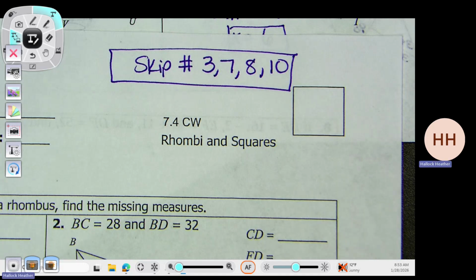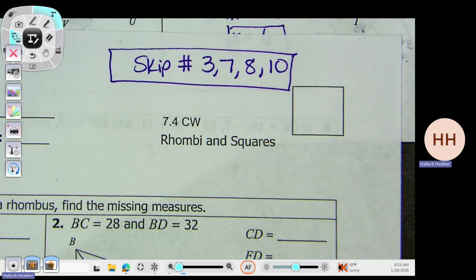A rhombus and a square all have congruent sides. So when you find one side, you move it all around.